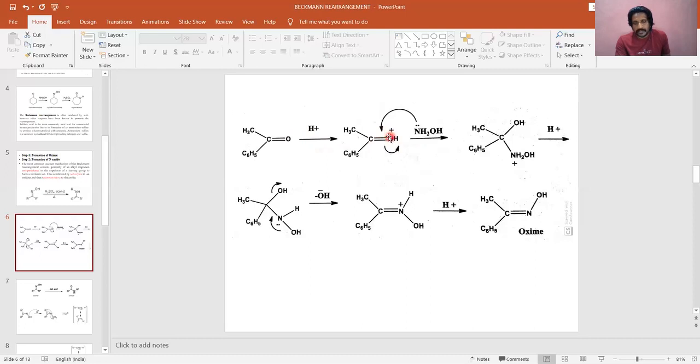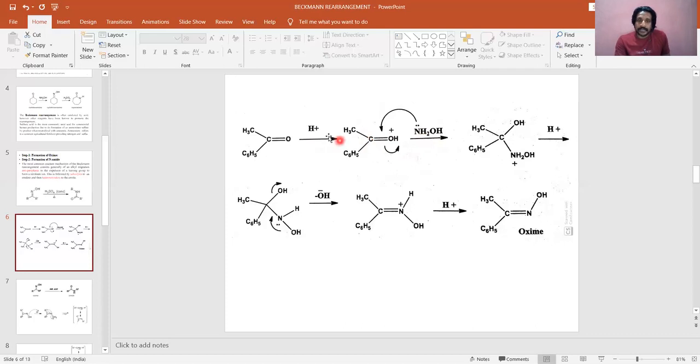What is the fate of carbon then? Since the pi electrons are used, carbon will have a plus charge. There NH2OH can easily attack. Without being converted into a nucleophile itself, with the non-bonding electrons present on nitrogen, NH2OH can directly attack this carbon. So this is how the acid catalyzed nucleophilic addition reaction proceeds.